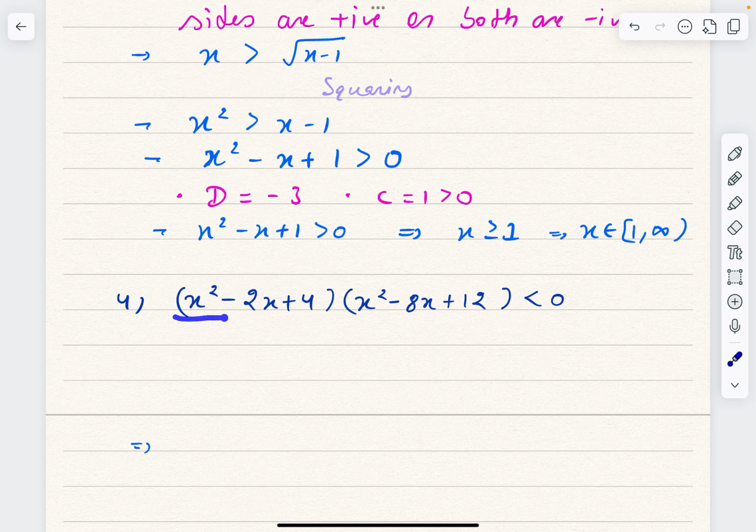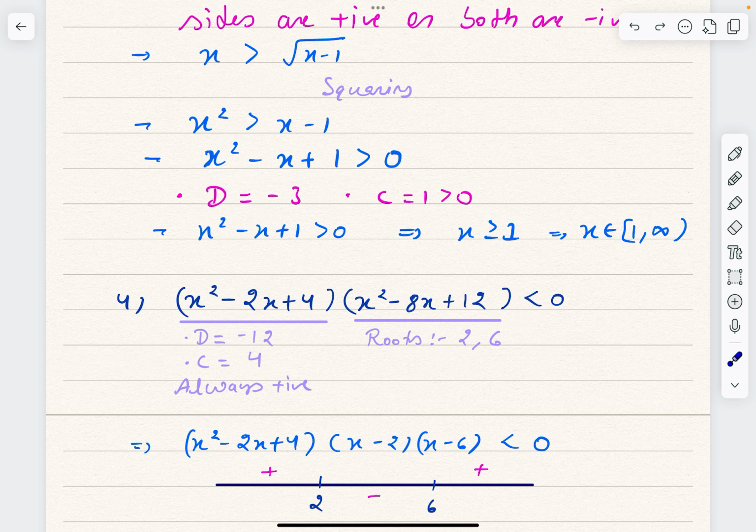Next we have x square minus 2x plus 4 into x square minus 8x plus 12 less than 0. Solve it. Let us start discussion now.